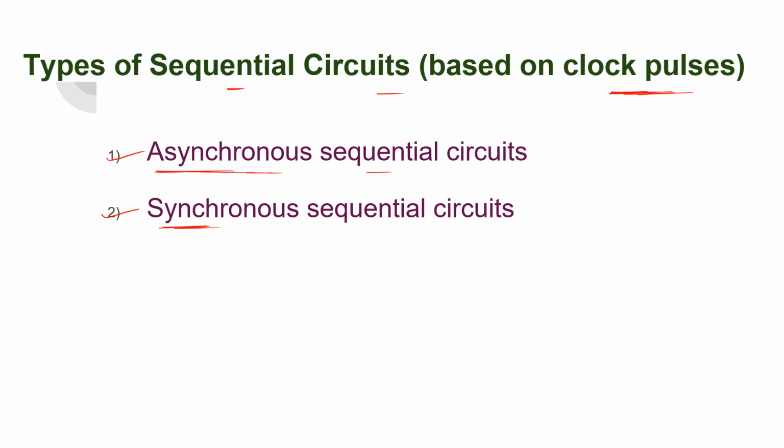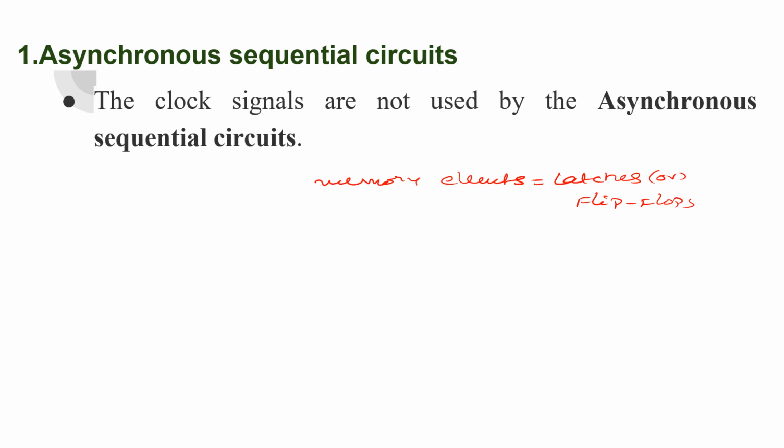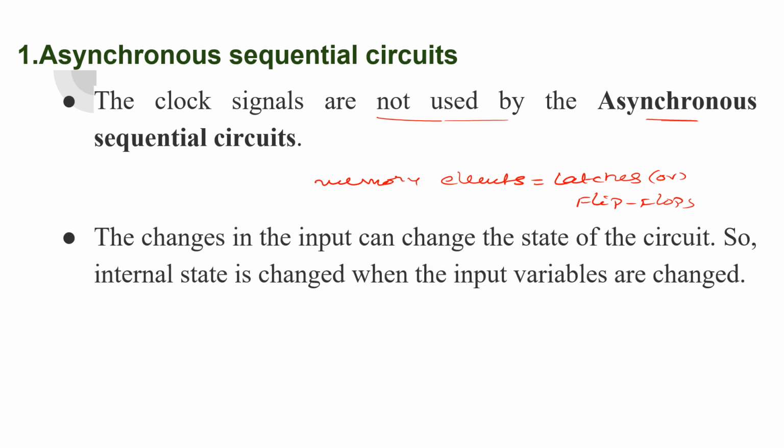So first we will discuss asynchronous sequential circuits. Here the clock signals are not used by the asynchronous sequential circuits. Next, changes in the input can change the state of the circuit. So the internal state is changed when the input variables change.